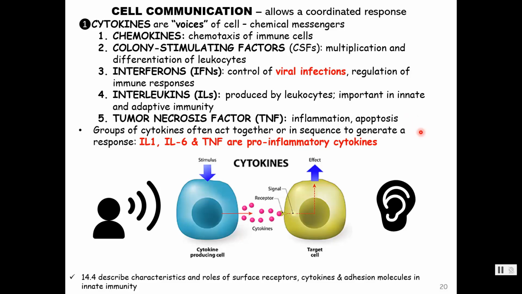Usually, groups of cytokines are going to work either in a sequence or they're going to act together to generate a response. And just a beautiful example, and this is kind of what's happening, it happens in the case of COVID-19. These three cytokines work together for inflammation, so that big immune response that is occurring in COVID-19 that's causing complications. So interleukin 1, interleukin 6, and tumor necrosis factor are pro-inflammatory cytokines.